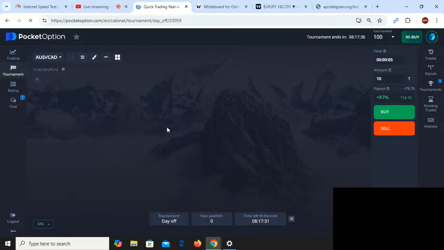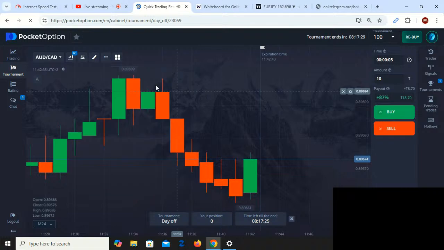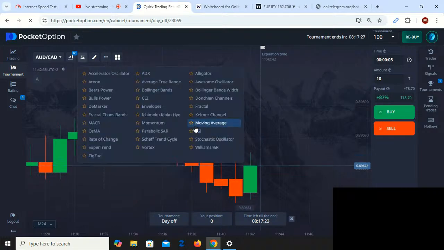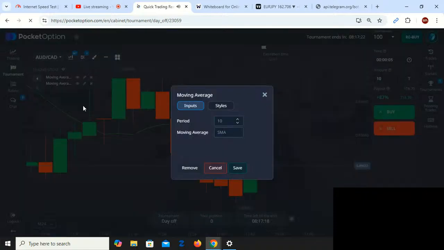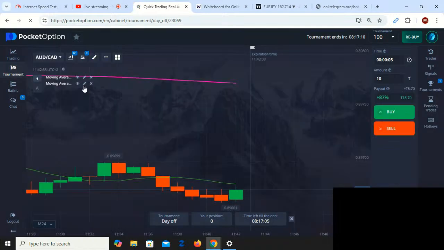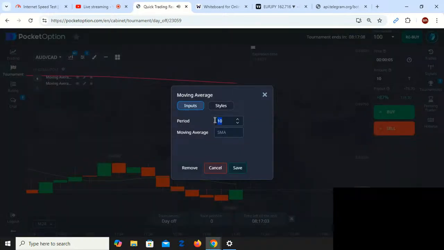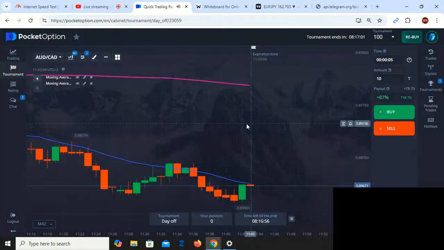Okay, let's set up our chart and indicators. The only thing you need to do, choose normal Japanese candles, go to your indicators tab, click on moving average twice, go to your first moving average, set the period to 200 SMA, go to styles, I like pink, 2 pixels, save. Your second moving average 20 SMA, styles, I like to make it blue, 2 pixels, and save.